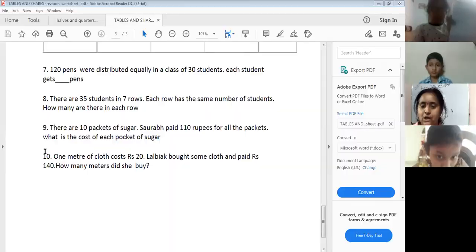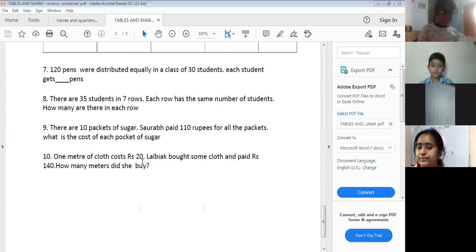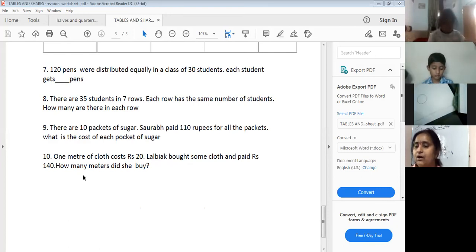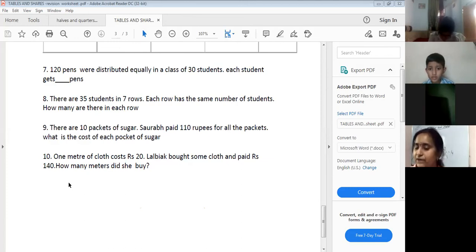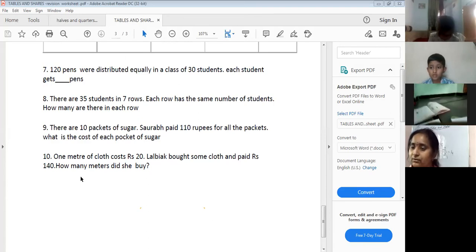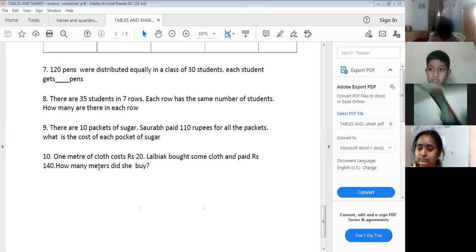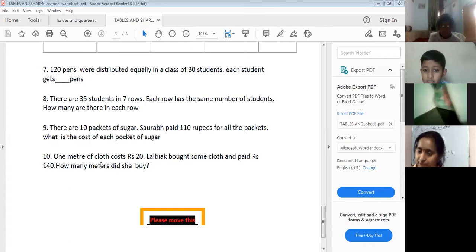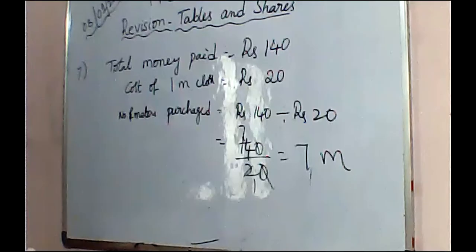One more question. 1 meter of cloth costs 20 rupees. Lal Bhai bought some cloth and paid 140 rupees. How many meters did he buy? The total cost of the cloth is 140 rupees. 1 meter costs 20 rupees. What do we have to do? Division. Do it and show it to me. She can buy 7 meters of cloth for 140 rupees.